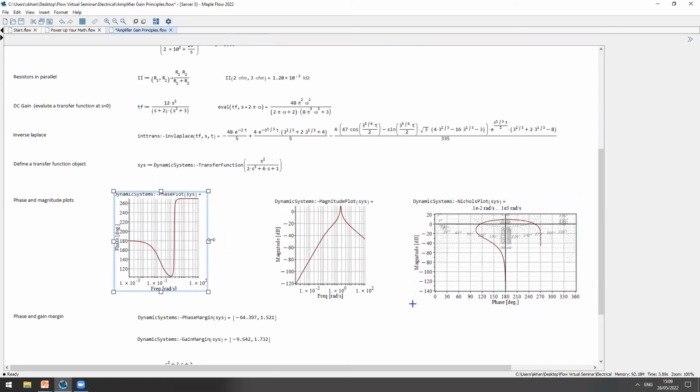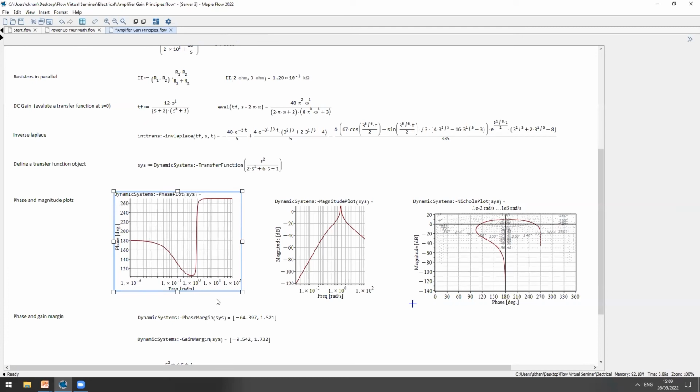There are several options which allow you to fine-tune the look and feel of this plot. So the frequency axis is given in radians per second. If I simply wanted hertz, I could do that quite easily.